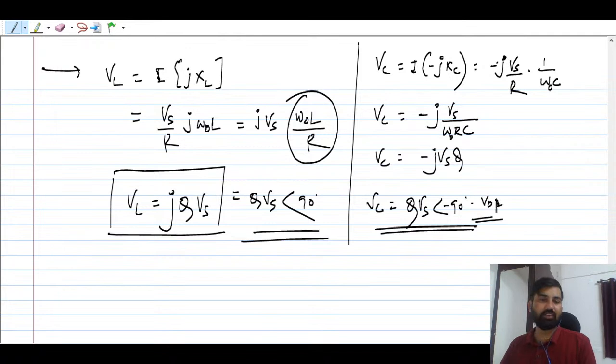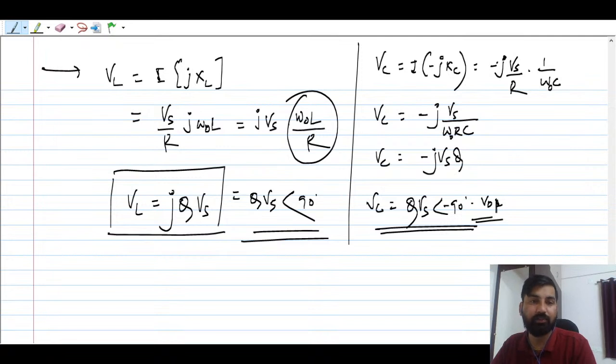So the series RLC circuit is known as a voltage amplification circuit. Whatever source voltage is there at resonance, the voltage across the inductor as well as the capacitor will appear as Q times the source voltage, Q times Vs, and Q is nothing but the quality factor, as you know. And how to compute this Q, that I have shown you, right?